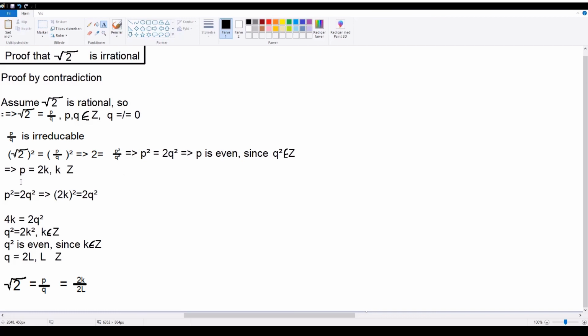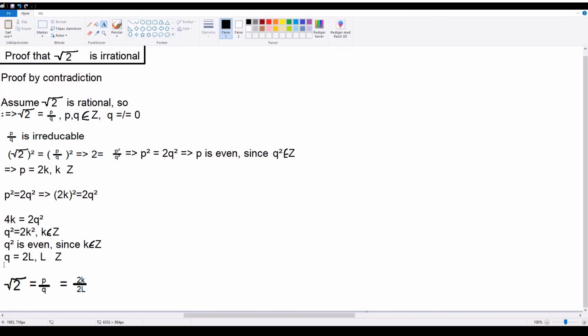Then you can transfer this into just p being equal to a random variable, which we will call k. So p equals 2k, where k is an integer. Now we can say that p squared is equal to 2q squared, which means that (2k) squared equals 2q squared. Now if we reduce this, we can say that 4k squared equals 2q squared. This means that q squared is equal to 2k squared, where k is an integer, which means that q squared is even, since k is an integer, and you can see here that q is divisible by 2.